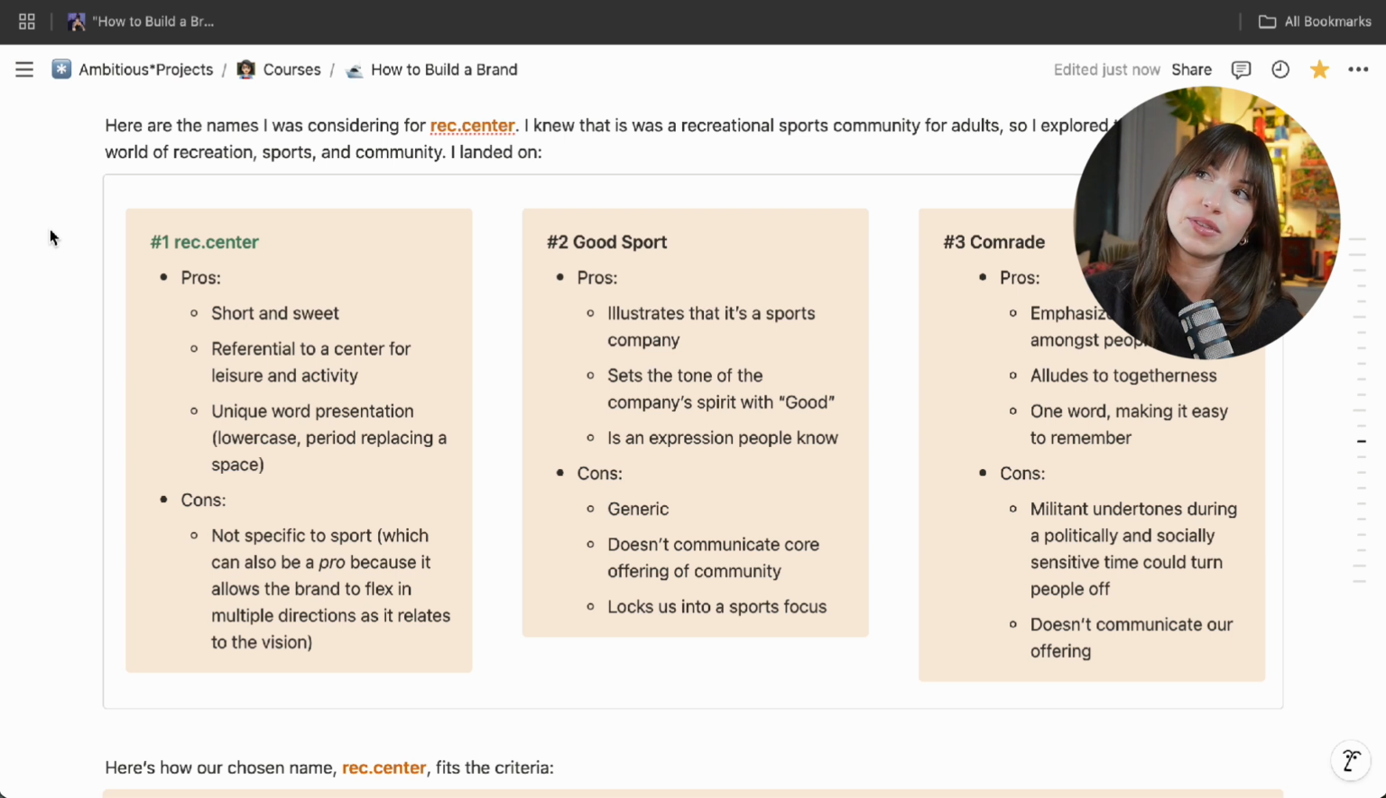And this feels a little bit like Michael Scott, where like I don't have a weakness, because this can technically be a pro. This allows for a little bit more range and versatility and room to flex as we grow because we aren't identified as a sport-specific company.